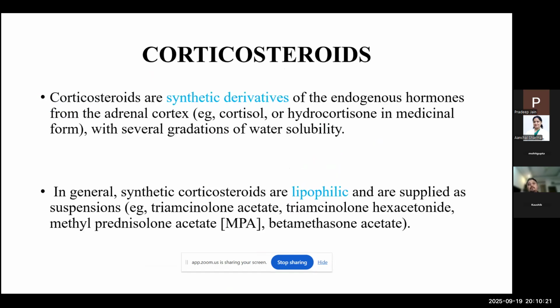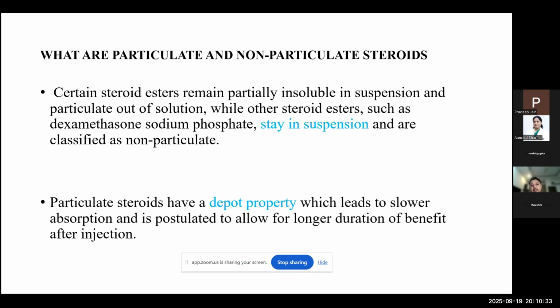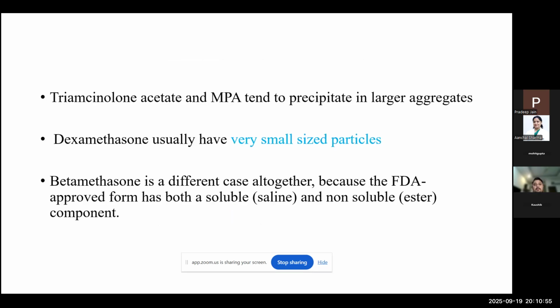Coming to the basics of corticosteroids, these are basically synthetic derivatives of the endogenous hormones from the adrenal cortex, and they are lipophilic in nature and supplied in suspensions. So what are particulate and non-particulate steroids? Certain steroids stay in suspension, and these are classified as non-particulate. Various others have a depot property which leads to slower absorption and is supposed to act for a longer period of time, and these are known as the particulate steroids.